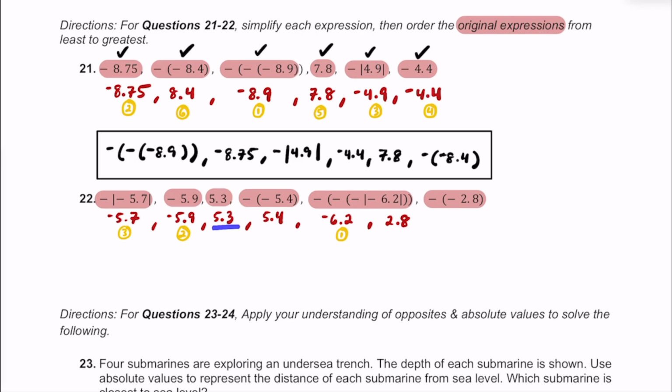And then out of our 3 positive rational numbers here, 2.8 hopefully is more clear that this is the smallest of the 3 positive ones. And then 5.3 is a little bigger. And then 5.4 is the biggest of all these rational numbers.